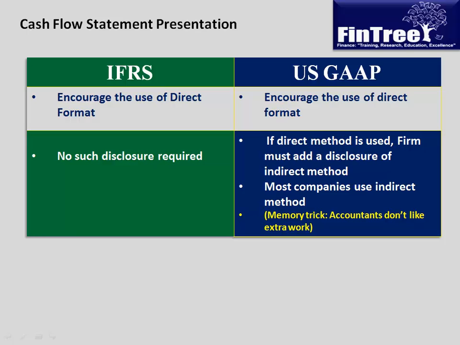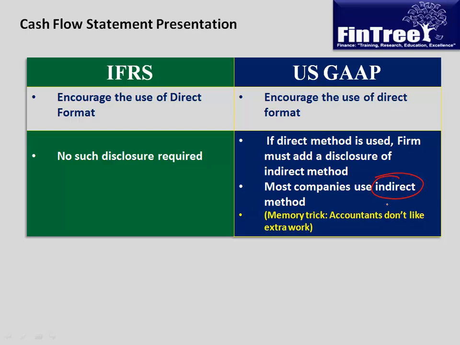What is the restriction? If a direct method is used, a firm must add a disclosure in the notes of indirect method. Which means if a company has decided to use the direct method for cash flow from operations, then in the notes to accounts, they will also be required to show the cash flow from operations using the indirect method. And generally, most companies would not use direct, they would simply use indirect in US GAAP.